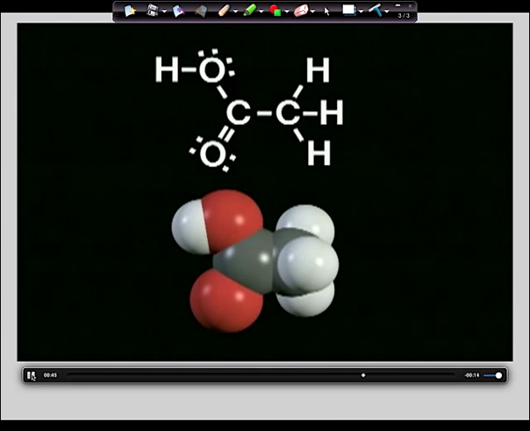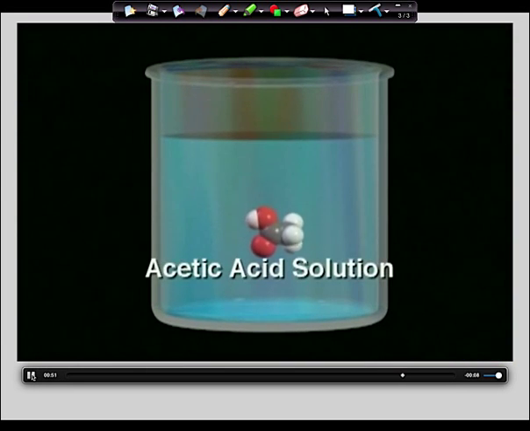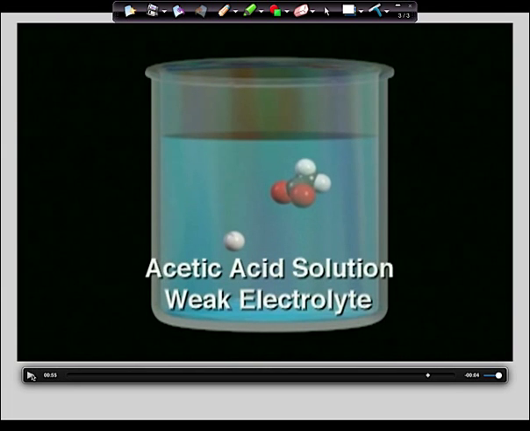Acetic acid is the major ingredient of vinegar. When acetic acid is added to water, it does not completely ionize. It is therefore termed a weak electrolyte. So now, guys, let's talk about this. Is acetic acid a strong acid? Of course, it says no. It tells you that it's weak. How do you know that it's not strong? You didn't memorize it. So this hydrogen comes off.